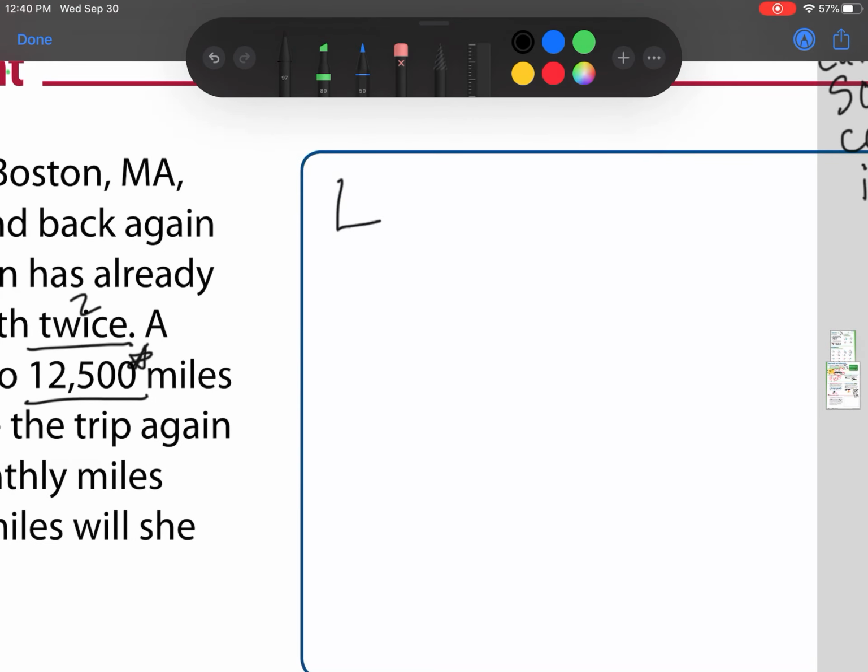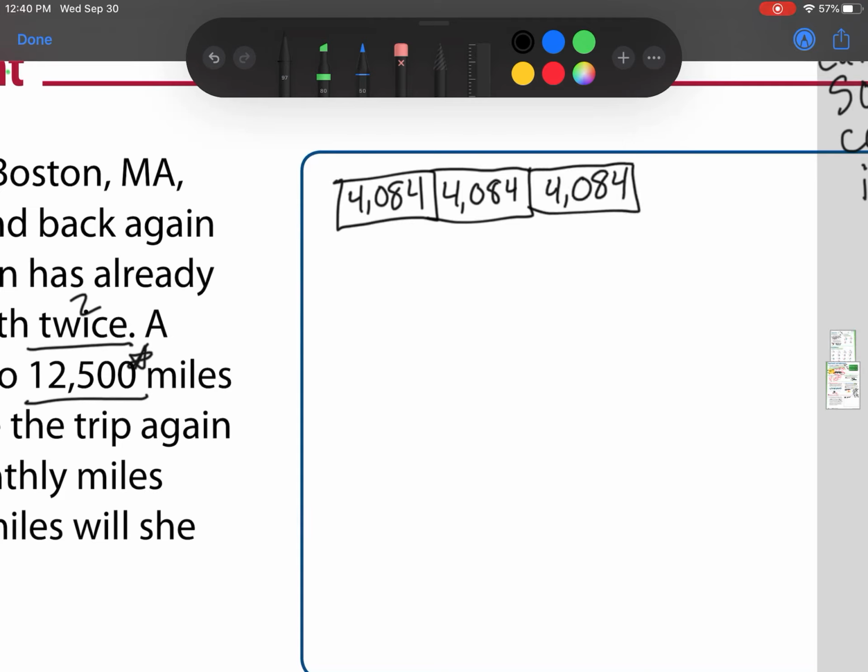So let's check. She has done the trip 1 time. She's done the trip 2 times. And we want to know how much it is for 3 times. So let's see how far the trip is for 3. So we have 4,084 times 3. I'm not going to use my colors because we practiced that enough. 3 times 4 is 12. Regroup the 1. 3 times 8 is 24 plus 1 is 25. Regroup the 2. 3 times 0 is 0, plus 2 is 2. And lastly, 3 times 4 is 12. So that's how far 3 trips would be.